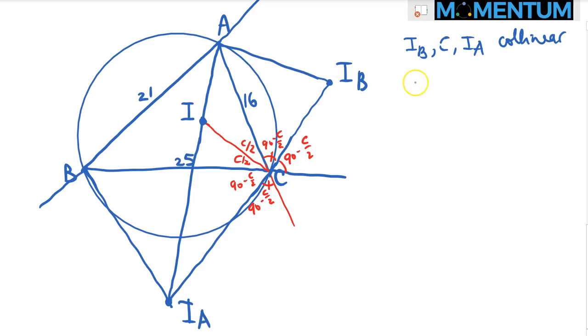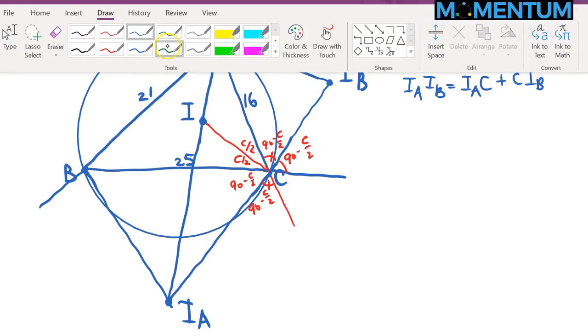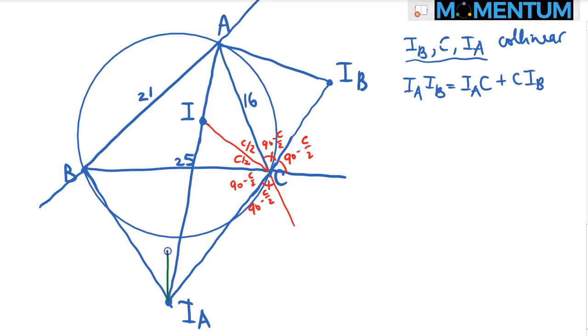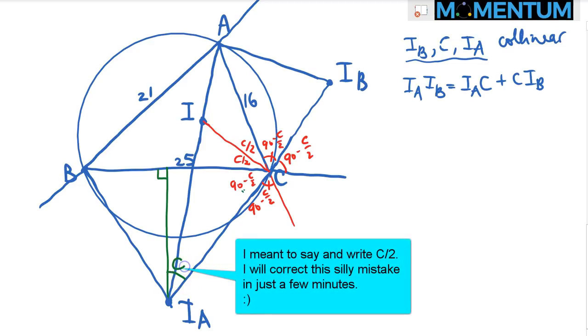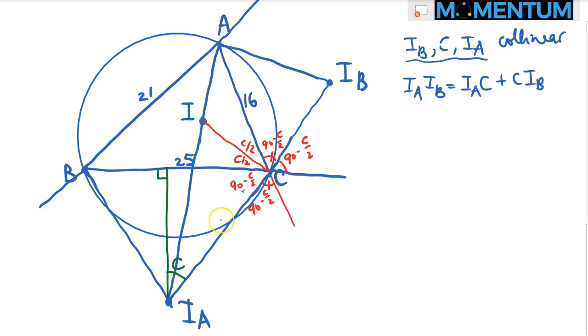So the way I will do it is, I will split I_A I_B into two pieces, I_A C, because now we know that these points are collinear, plus C I_B. And for that, we will create some right triangle. So if you drop a perpendicular here, then we can make some calculations. This angle here is 90 minus C over 2. As a result, this angle here is basically C.